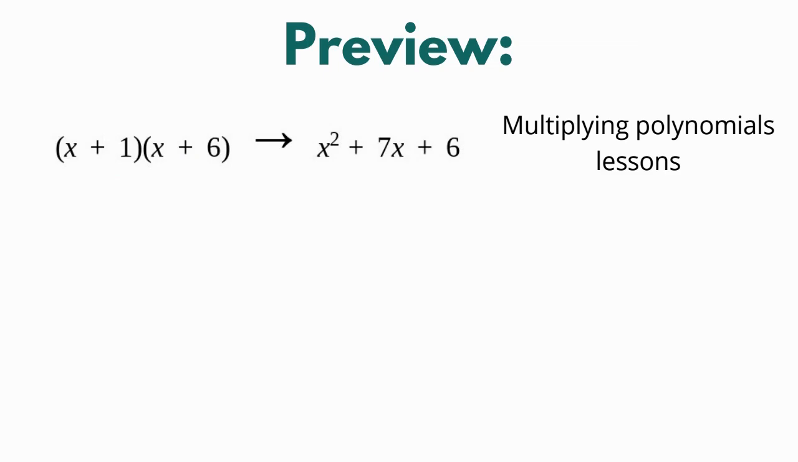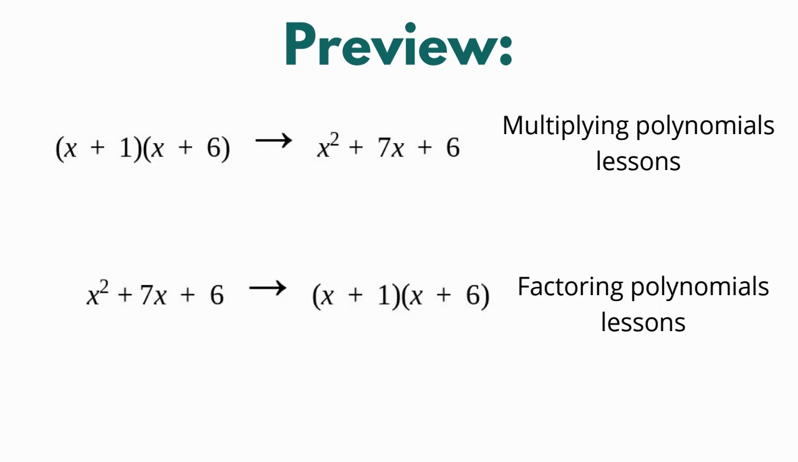In our previous lessons on multiplying polynomials, we learned how to go from two binomial factors like what you see on the left and multiply those together to get a trinomial. But in this video, we're going to go in the opposite direction. We're going to start with our trinomial and we're going to end up with our two binomial factors. So this will be our factoring process.